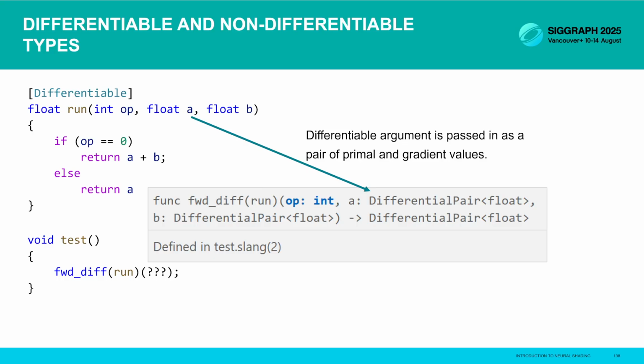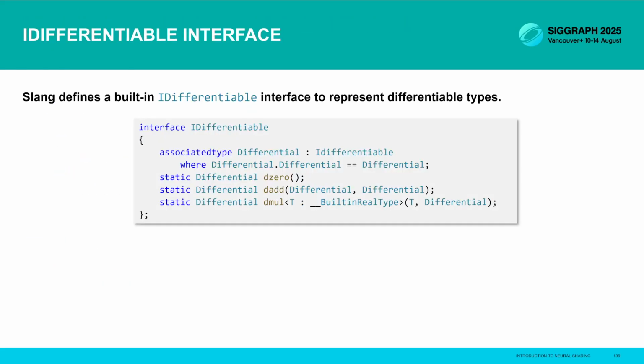In contrast, the a and b parameters change from being a float to a differential pair of float, allowing it to carry both the primal and the gradient values into the propagation function. This is because float type is a differentiable type that can carry gradients. So how does Slang make the distinction between differentiable and non-differentiable types?